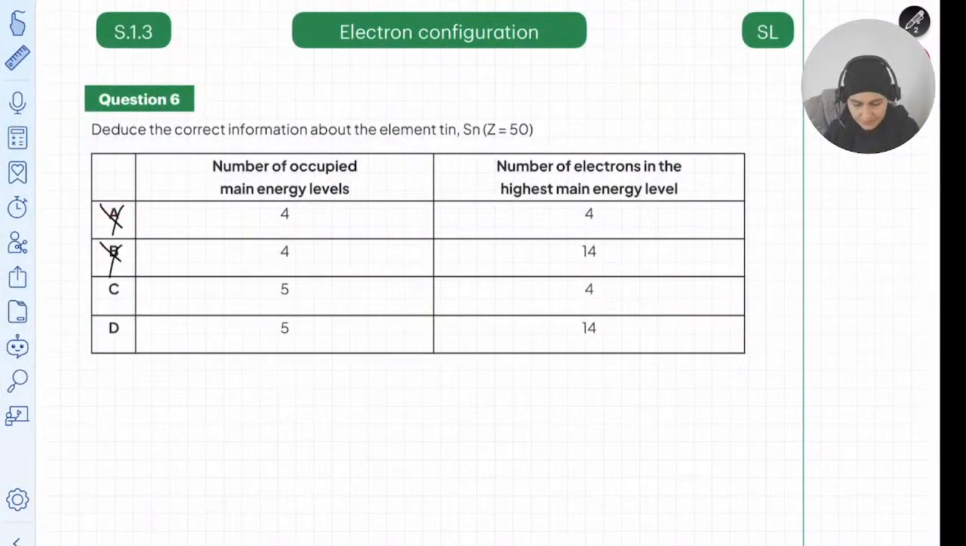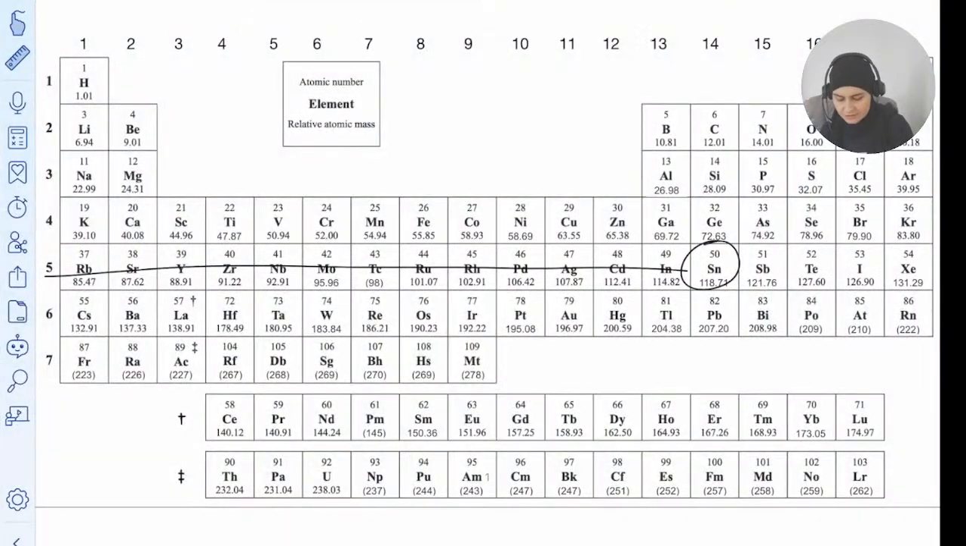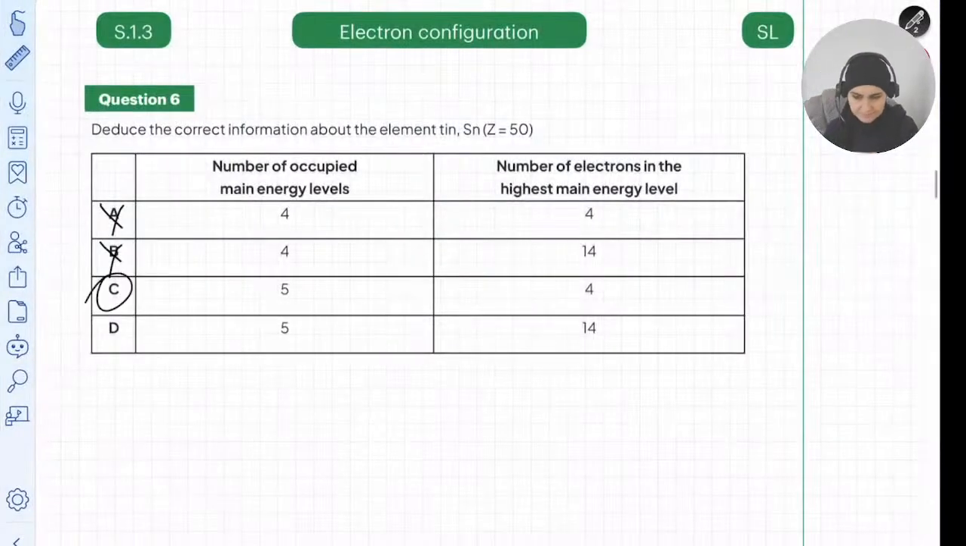So C or D, and the number of electrons in the highest main energy level equals the number of the group for groups 1 and 2. For example, group 1 has 1 electron in the outer shell, group 2 has 2 electrons in the outer shell, but then from 13 to 18, the number of electrons equals the group number minus 10. So for tin, it's 14 minus 10, right? So 4 electrons in the outer shell, so C.